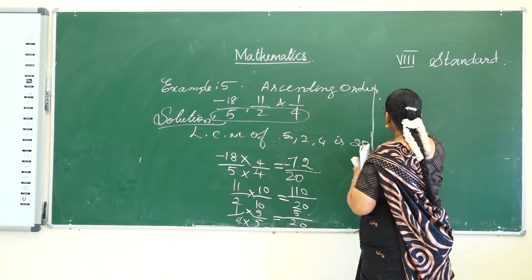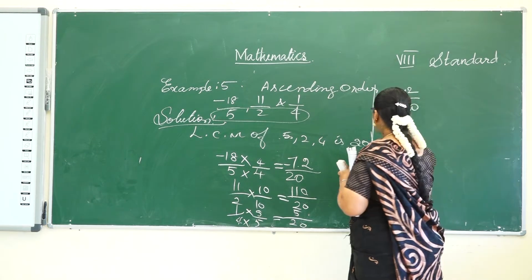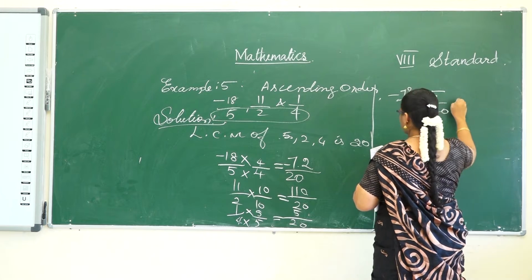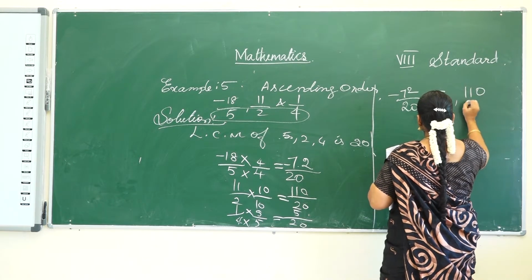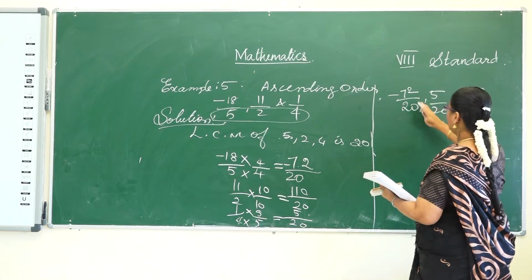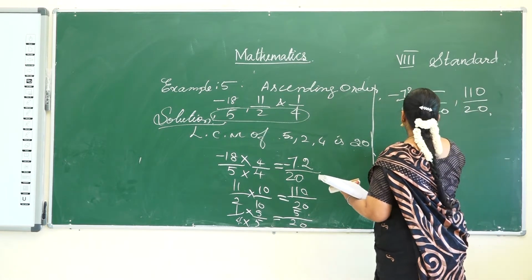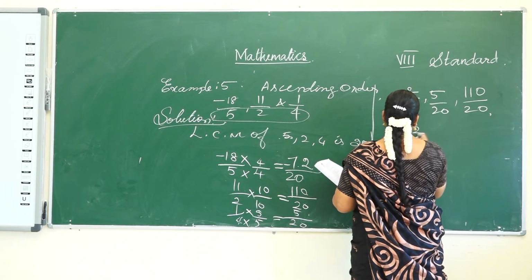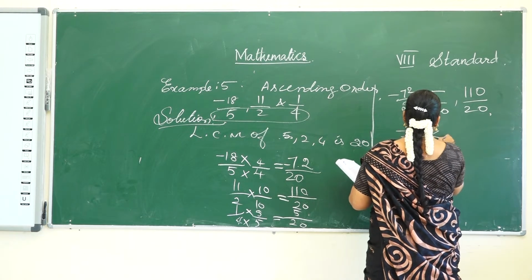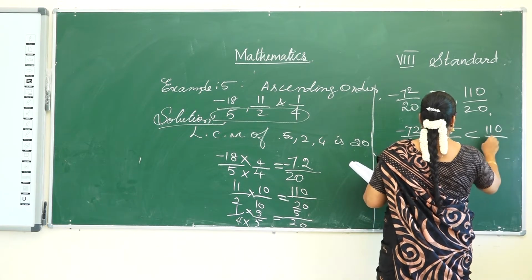So, the smallest number is minus 72 by 20 and the next smallest number is 5 by 20, and the next smallest one, and the next greatest one. Write from the smallest number to the next highest number and the next one of the highest number. So, it is written as greater than 5 by 20 is greater than 11 and 10 by 20.